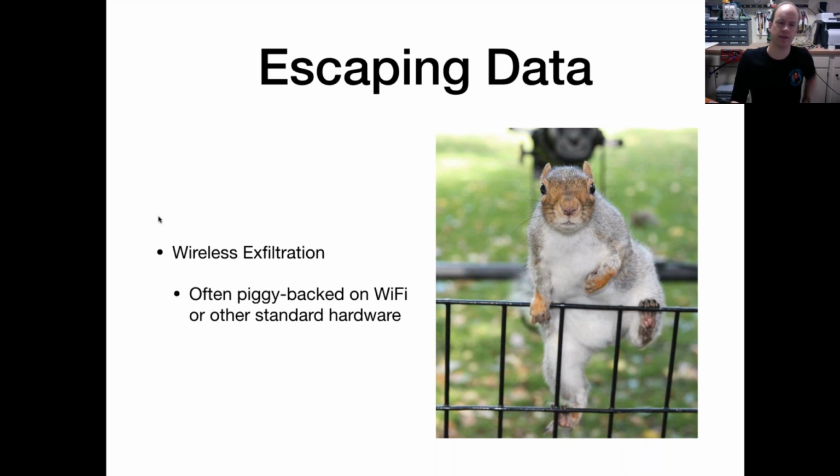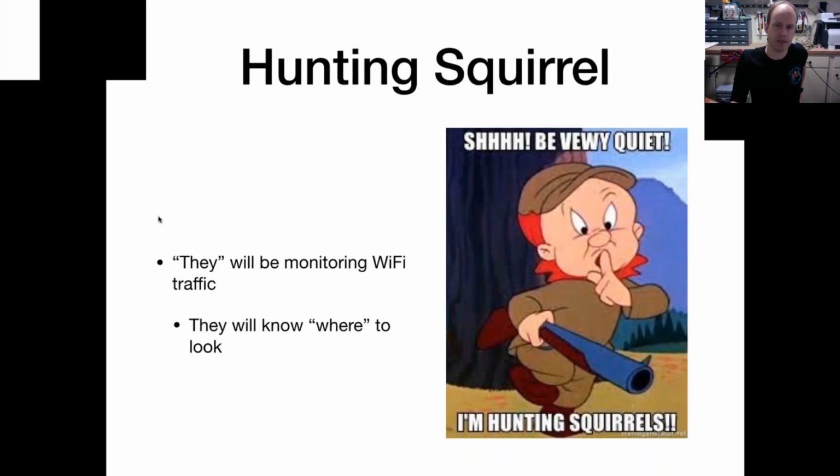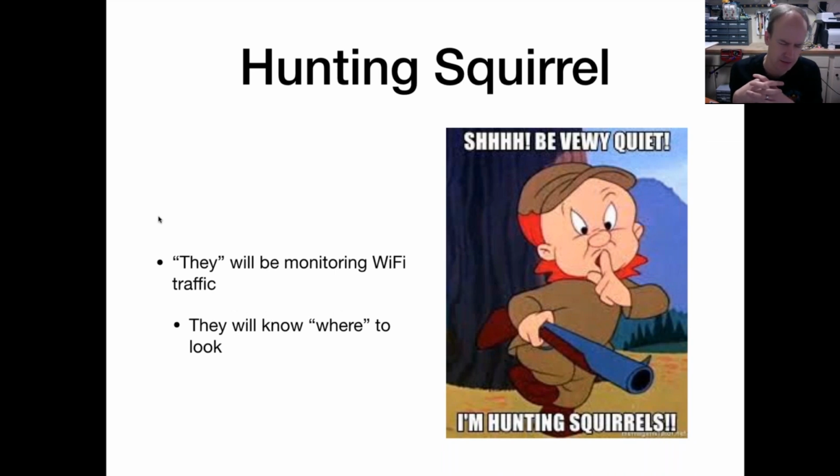But one of the key things is somebody monitoring the RF spectrum is going to know where to look, right? They're going to say, hey, is there some suspicious Wi-Fi traffic? Is somebody operating on a frequency that we might expect? And so when I say where, I'm talking about a location in the RF spectrum here.